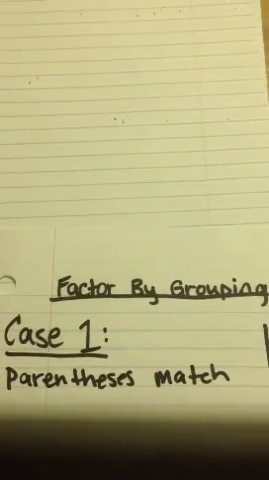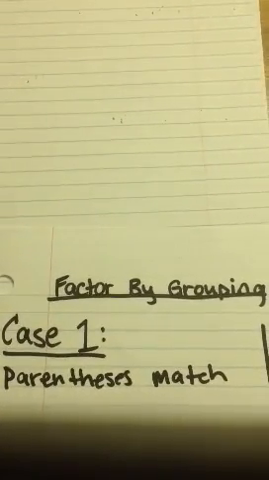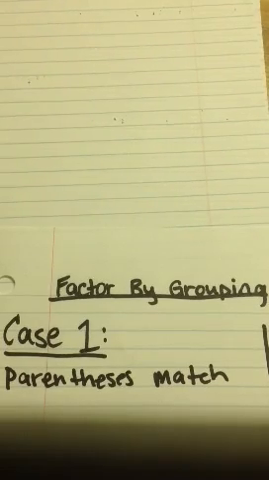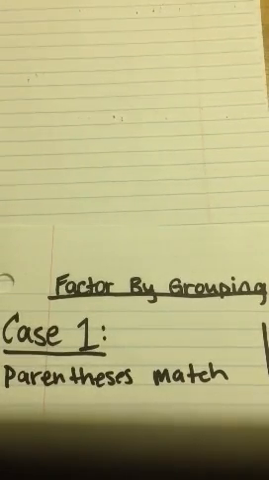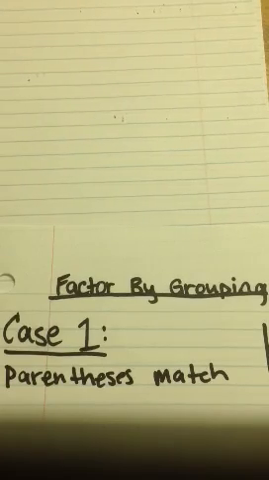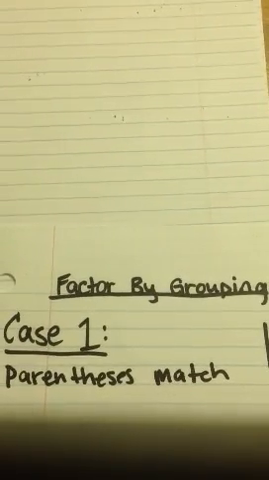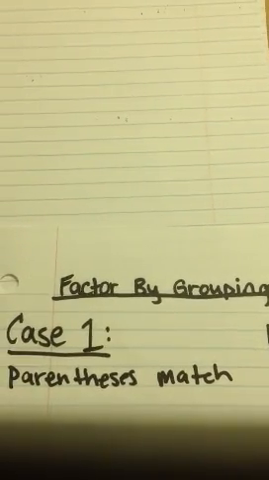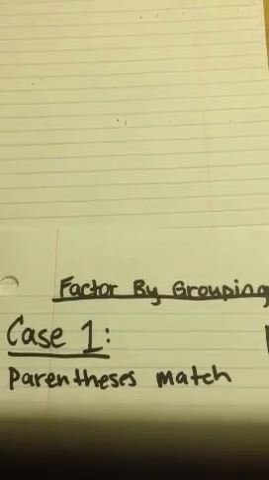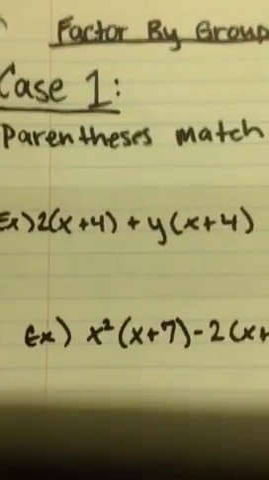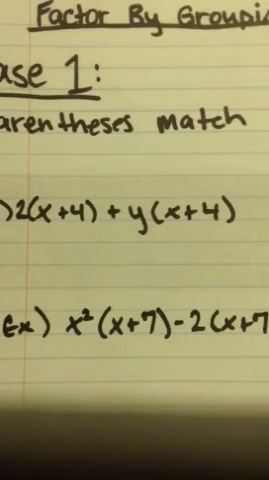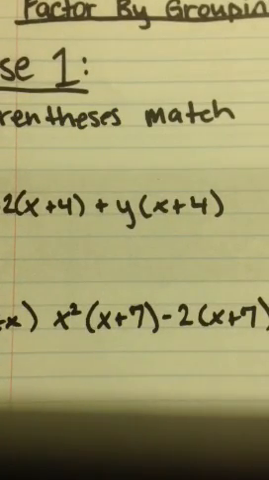Alright, one more type of factoring we're going to look at is factoring by grouping. And we're going to look at two different cases. The first case is when the parentheses match. So when we're factoring by grouping, the point is we want to find the parentheses that match, and that binomial is going to be factored out. Go ahead and write down these two examples, and then we're going to take a look at them individually.